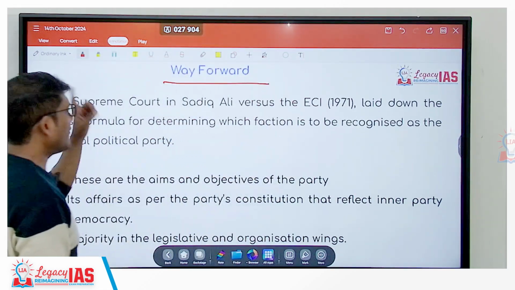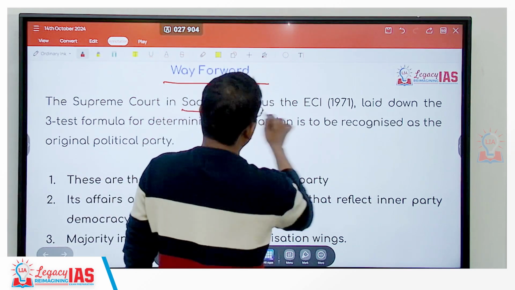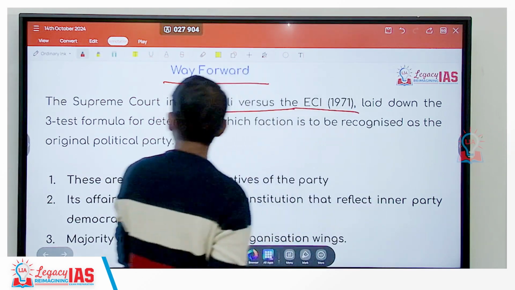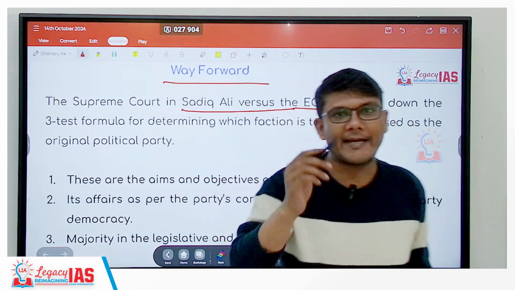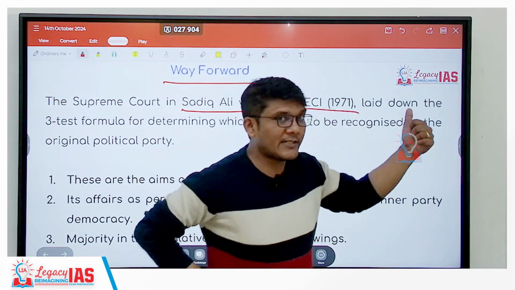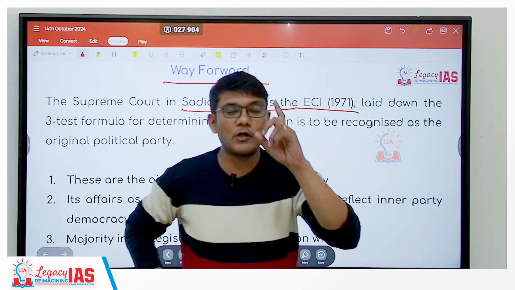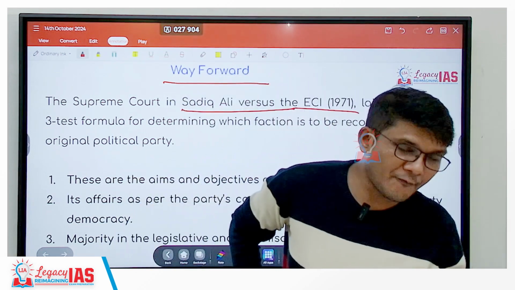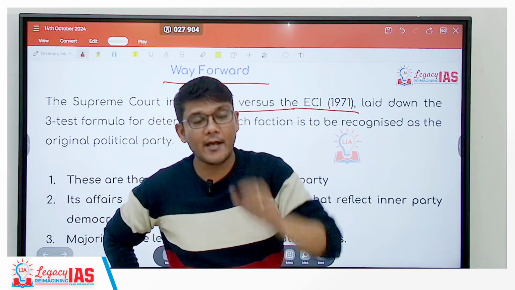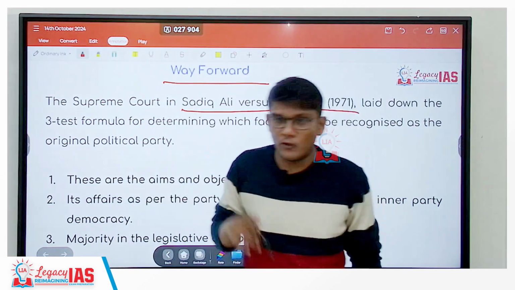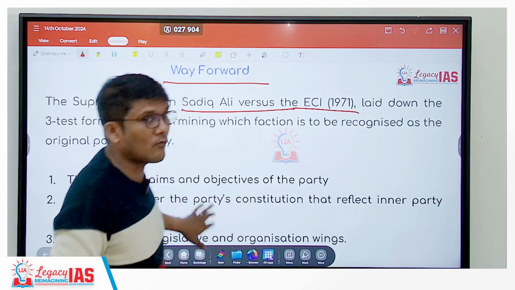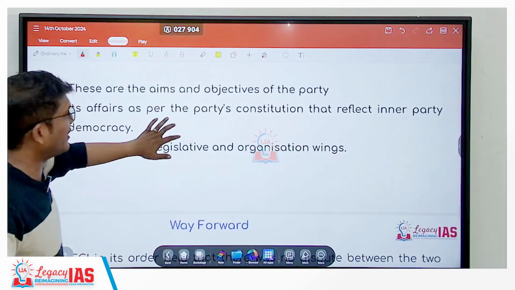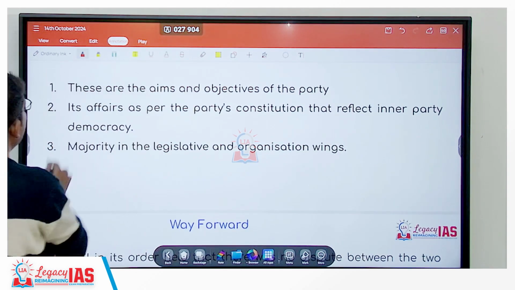There was a previous case in the Supreme Court, Sadiq Ali versus the Election Commission of India, which laid down the formula for determining who should get the symbol. So we saw that ECI presently has given the clock symbol to the NCP of the Ajit Pawar faction because they had 41 MLAs out of 53. So we'll see whether that is the right thing to do or not, and whether that was mentioned by the Supreme Court or not. If you see, that was actually mentioned, but let us see what the 3 criteria are.